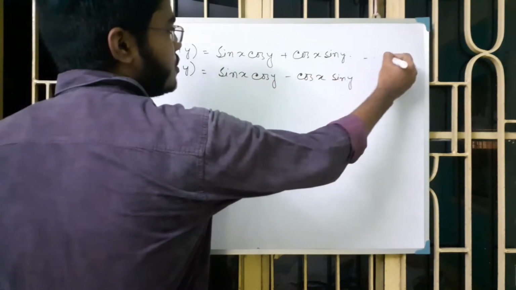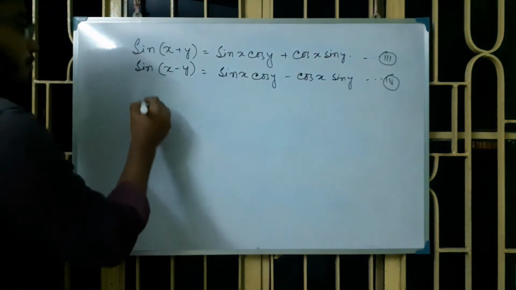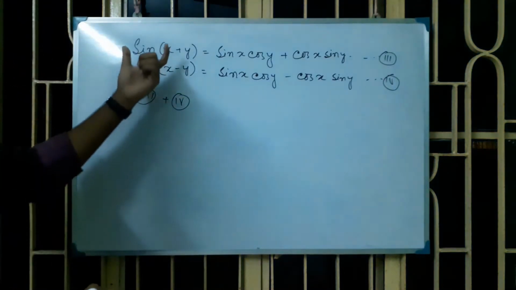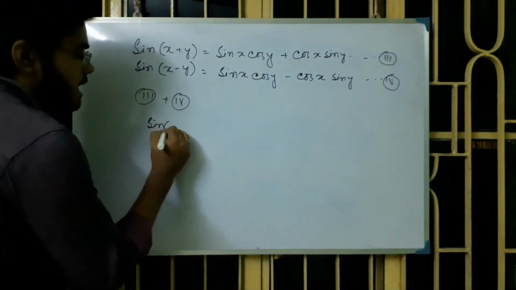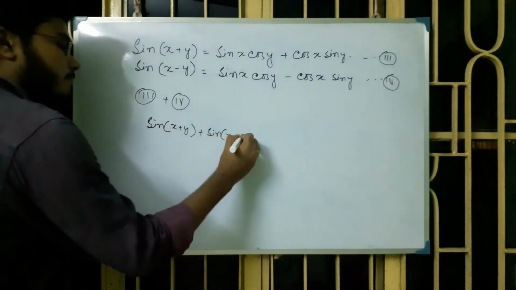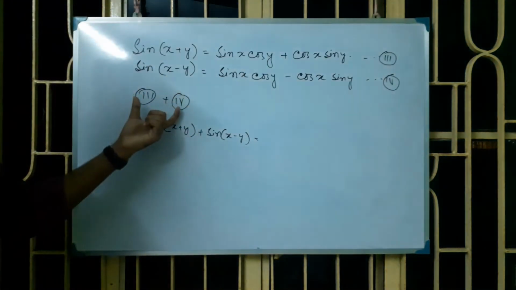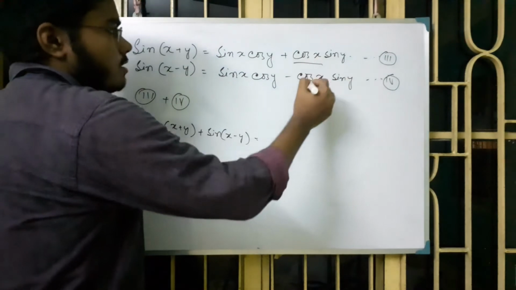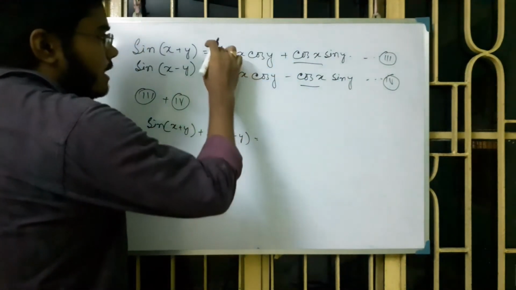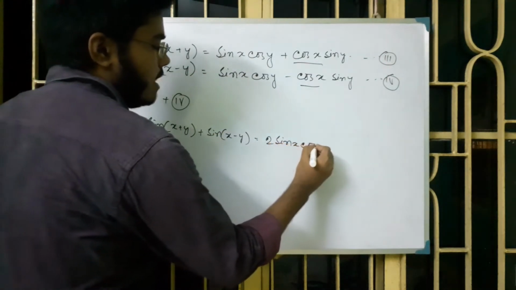So if this is equation number 3 and this is equation number 4, we add these two equations. Similarly, we get sin(x+y) plus sin(x−y) equals, look, if we add these two equations, then these two terms will get cancelled. Why? This is plus and this is minus. So we'll get 1 plus 1, 2 sin x cos y.